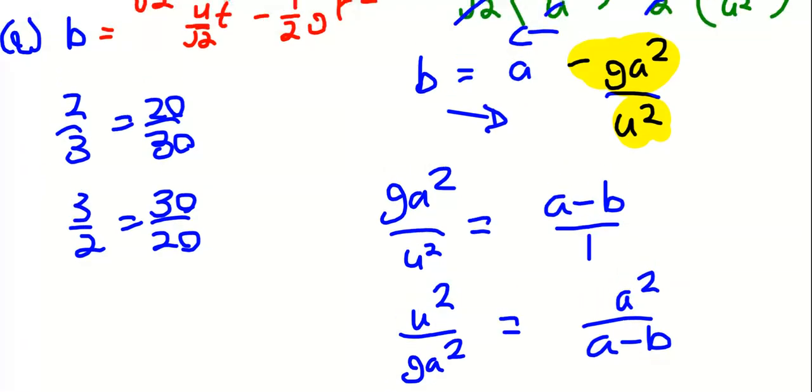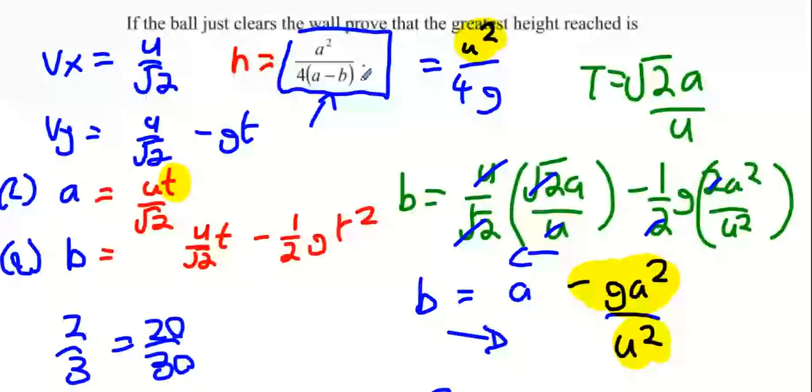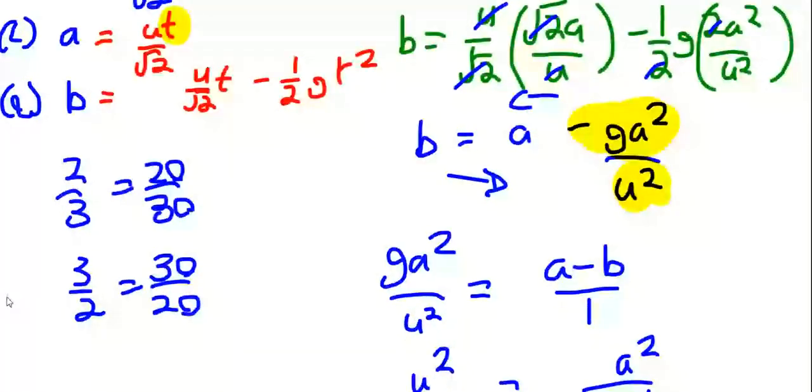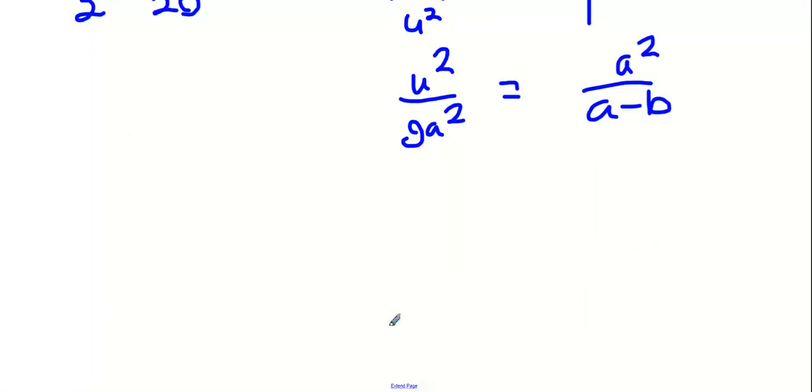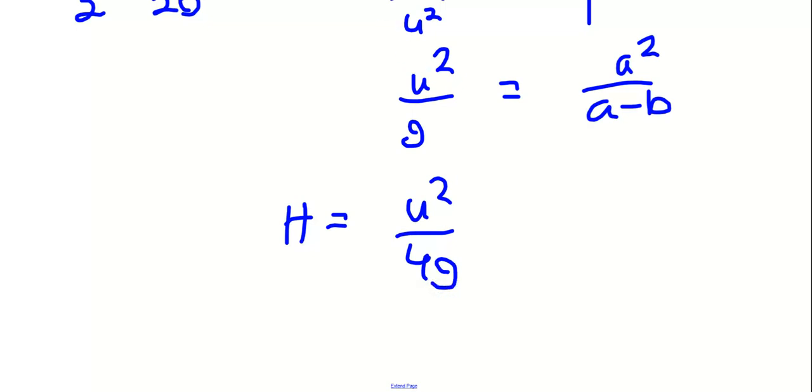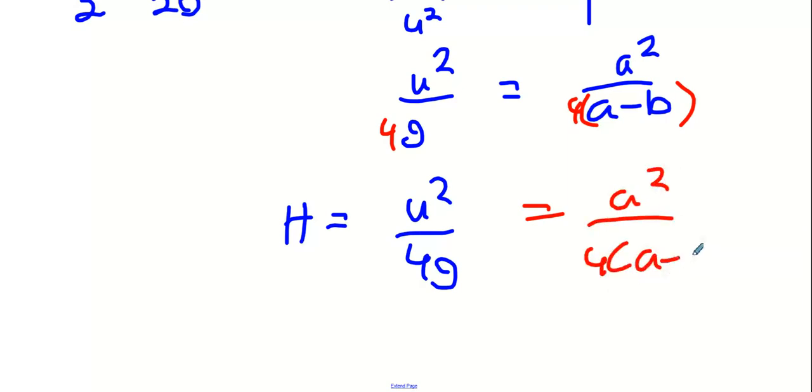And look at this, if you're really being lazy about it, we want to prove u squared over 4g. Agreed? So what could I do then? What could I do to both sides? Divide both sides by 4. So we know that the greatest height is u squared over 4g. That means put an extra 4 here and an extra 4 here, and you get a squared over 4 times a minus b.